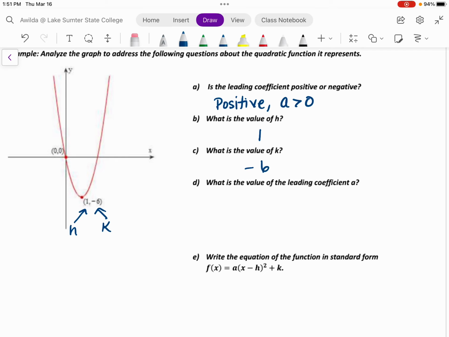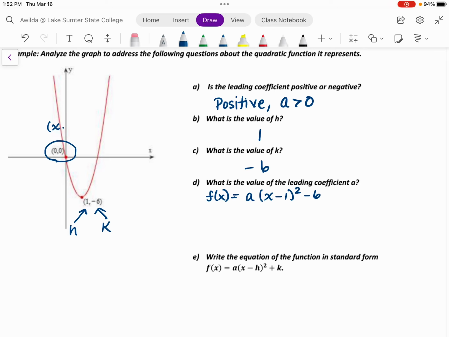Next, we're asked for the actual value of a, not just whether it's positive or negative. Here, let's put some thought into how we can find a. Because I know h and k, I can predict that the equation in standard form is f of x equals a times x minus h, or x minus 1 quantity squared, plus k, or plus a -6. I don't know the actual value of a, but I can use a clue from the graph to be able to find a algebraically. Notice that the graph includes the ordered pair 0, comma 0.